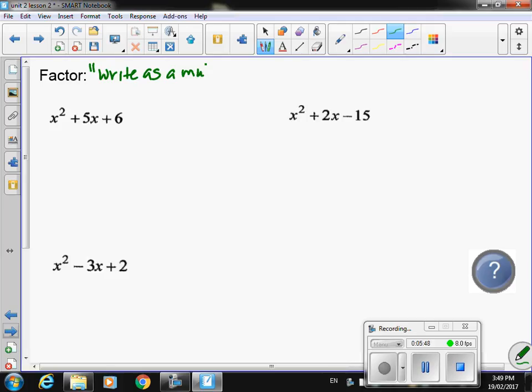And my first thought is, is there a greatest common factor? So number one, think: is there a greatest common factor? So a number or variables that go into all of the terms. Looking at the first one, x squared plus 5x plus 6.